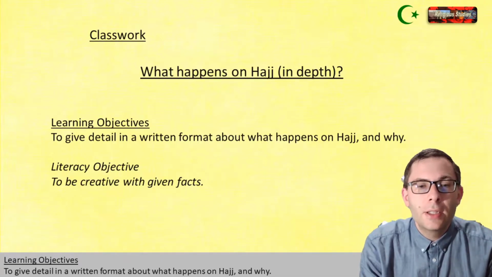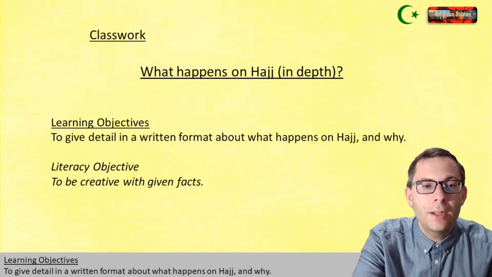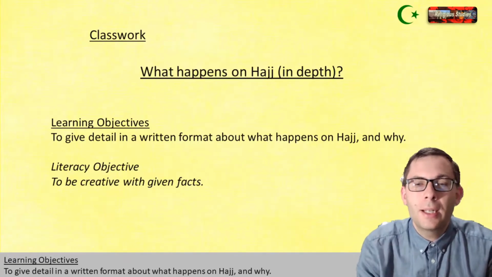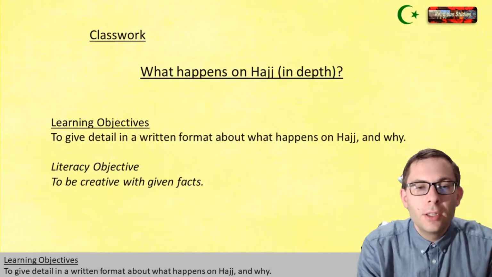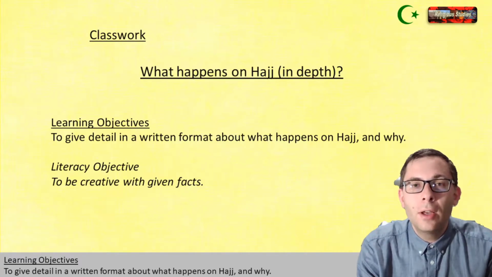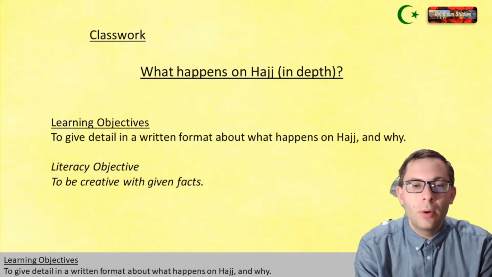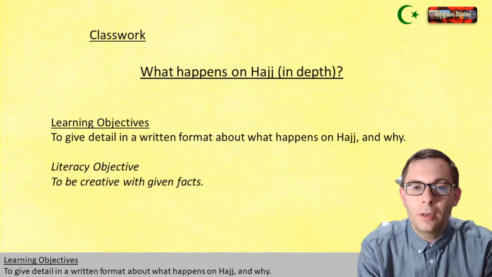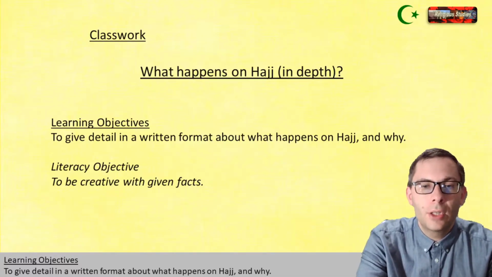Fantastic, great. So what we are thinking about today is what happens on Hajj in a little bit more depth. Last time was kind of an overview where we got the idea of the pilgrimage. So today our learning objective is to give detail in a written format about what happens on Hajj and why it happens. Our literacy objective today is to be creative with given facts.